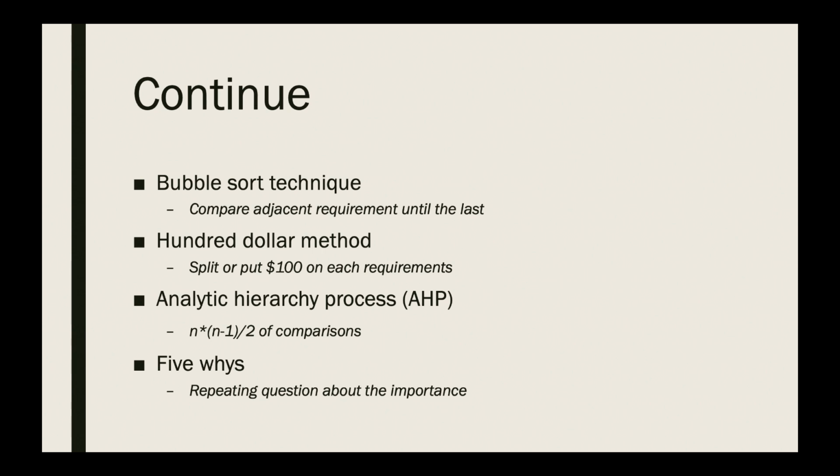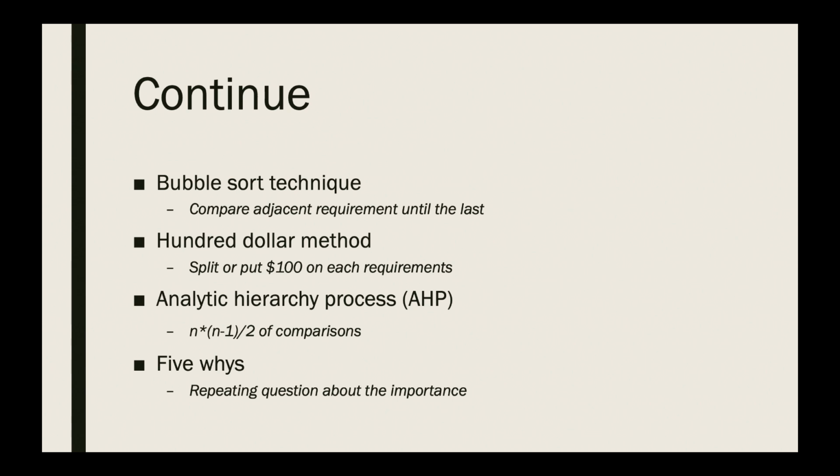It's just the same as the bubble sort algorithm when we're coding. It is to compare two adjacent requirements and rearrange them based on their importance. Then compare the next two requirements, and so on and so forth until the last one. These requirements should form an order from the most important ones to the least important ones. Again, this is more suitable for a smaller number of requirements.